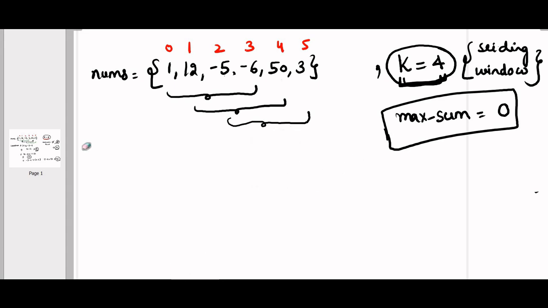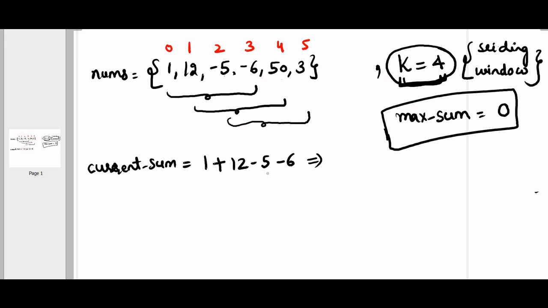So what we are going to do, we will take one current sum variable to store the sum, right? So what would be the current sum? What is your initial window? First window is 1, 12, minus 5, minus 6: 13 minus 11, that is 2. So our current sum is 2, maximum sum was 0. So which is maximum? 2. So we are going to update our maximum sum.